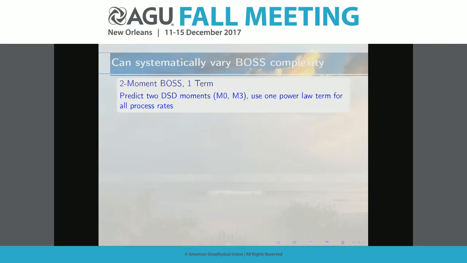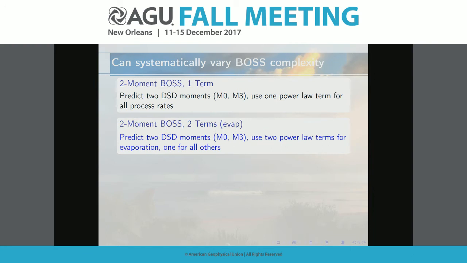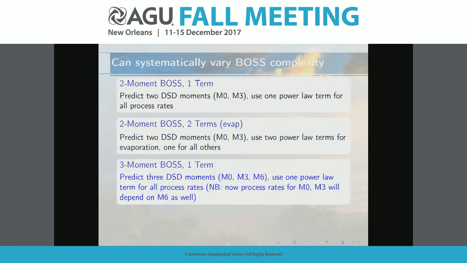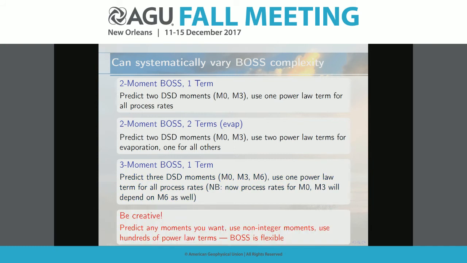Okay, so as I said, one of the nice things we can do is systematically vary the complexity of BOS. One example is just a two-moment BOS, the zeroth and third moment, number and mass, and one power law term for all process rates. We can also have multiple power law terms for process rates. We've tested out just having two terms for evaporation. We can also have three prognostic moments instead of two: 0, 3, and 6, the number, the mass, and the reflectivity, for example, and one power law term for all process rates. This actually adds some interesting complexity, because now the process rates for the zeroth and third moment will depend on this new moment. So you are adding in complexity in the zeroth and third moment, even though you're not adding in terms for that moment.